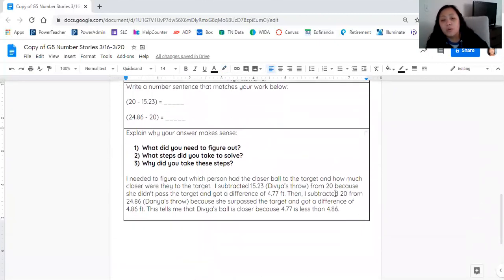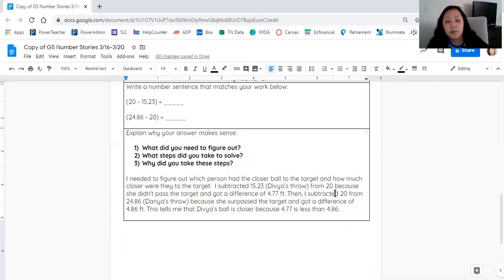Okay. When we're thinking about why our answer makes sense, the idea here is we want to go back into our writing in number stories, right? Where we're thinking about what it is that we need to do, how we do it, and why we need to do it, right? Because essentially all of this makes sense in our head, right? They're questions that we are answering whether or not we realize it or not.